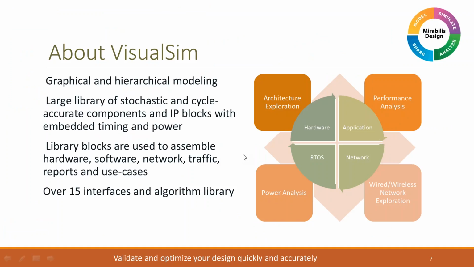Now, how do we construct these models? We use our large library of stochastic and cycle-accurate components and connect them up together, change parameters, and we run simulations. Why do we run the simulations? Primarily to look at the architecture, where we want to look at the performance, power, and functionality.